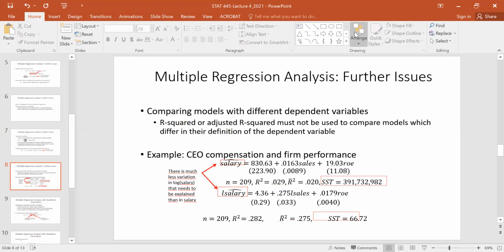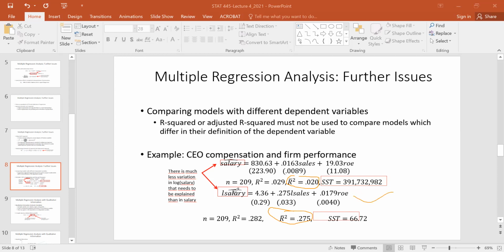Okay, some further issues on using R squared, adjusted R squared. Because we tend to like a higher adjusted R squared, we are saying be careful when you are comparing. For example, in this model, adjusted R squared is just, what, 1 to 2%. So the model explains 2% of the variation in salary. And here the model explains 27%. You may be tempted to say you prefer this model.